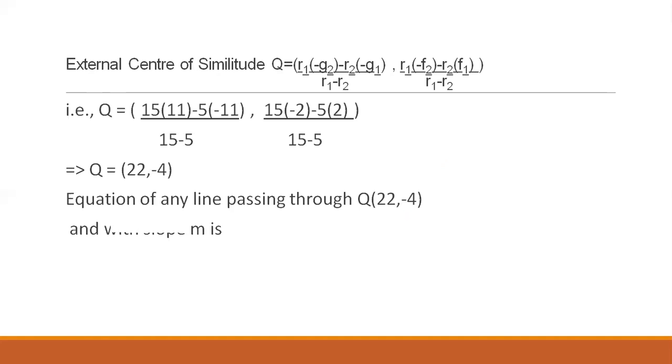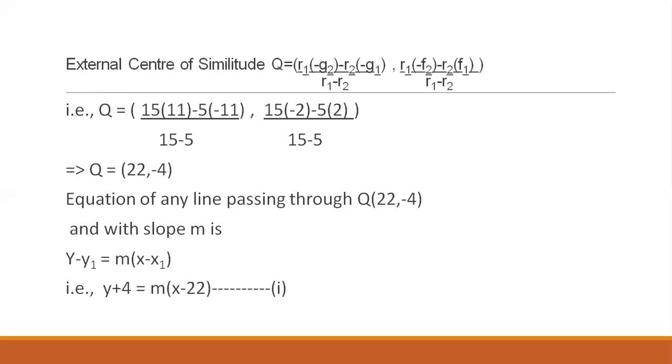Then, equation of any line passing through Q and with slope m is y minus y1 is equal to m into x minus x1. Point slope form of a straight line, children. Here x1, y1 is Q 22 comma minus 4. On substituting, y plus 4 is equal to m into x minus 22. Now our aim is to find the value of m.